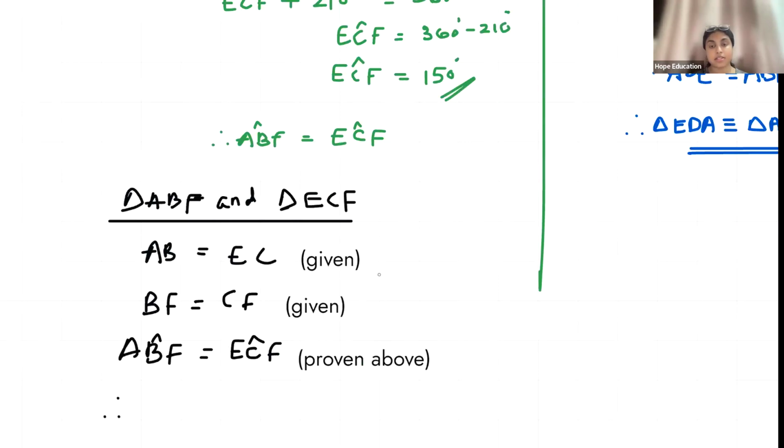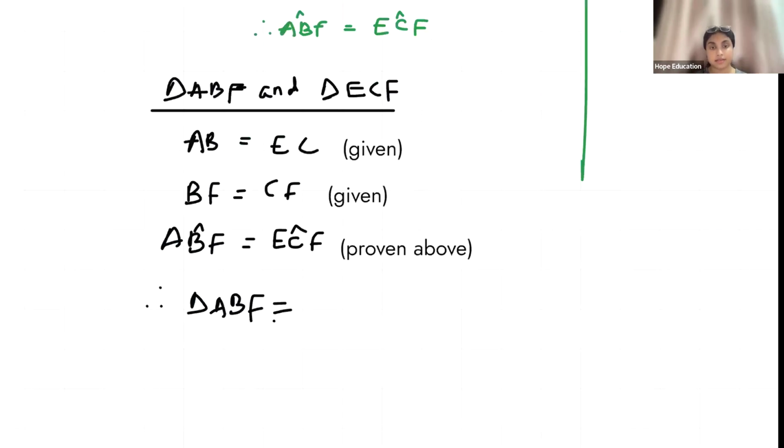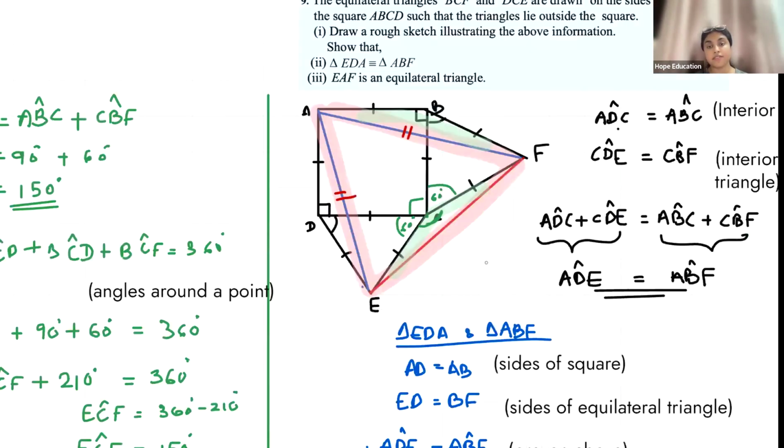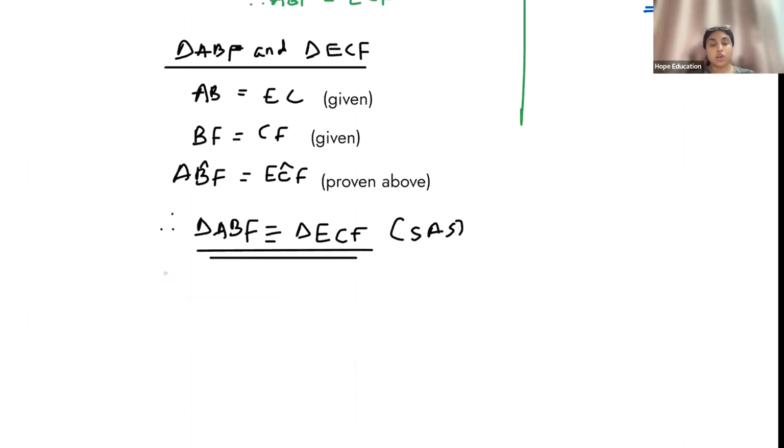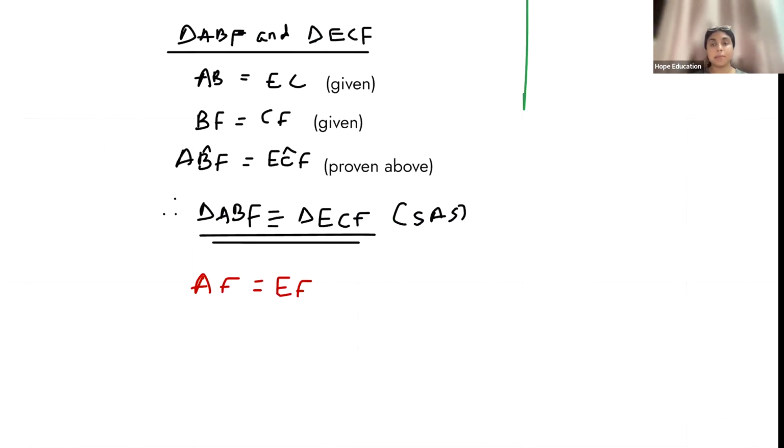ECF under SAS case. Now, if these two triangles are congruent, we know side AF and side EF are equal, right? Therefore, the side AF and side EF will be equal because they're corresponding sides of congruent triangles. So, AF equals EF. Reason: corresponding sides of congruent triangles. At the same time, we said earlier AE equals AF.